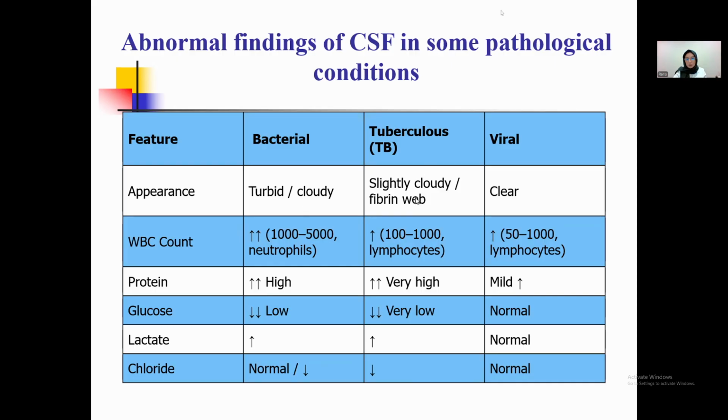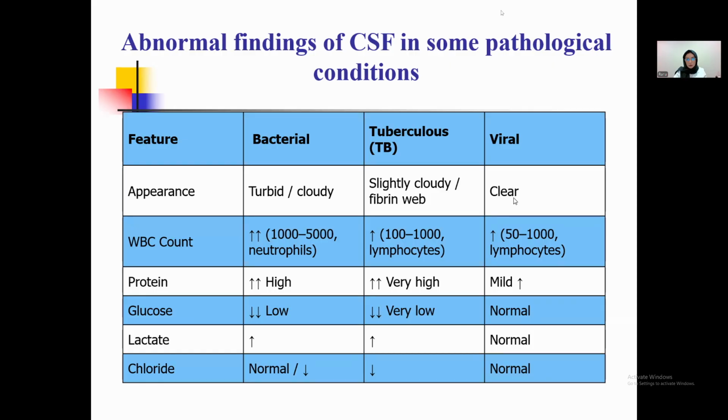In tuberculosis, it will be cloudy. There is a fibrin web. Lymphocytes will be predominant, not neutrophils. Protein will be very high. Glucose will be very low. Lactate will be high, and chloride will be low.